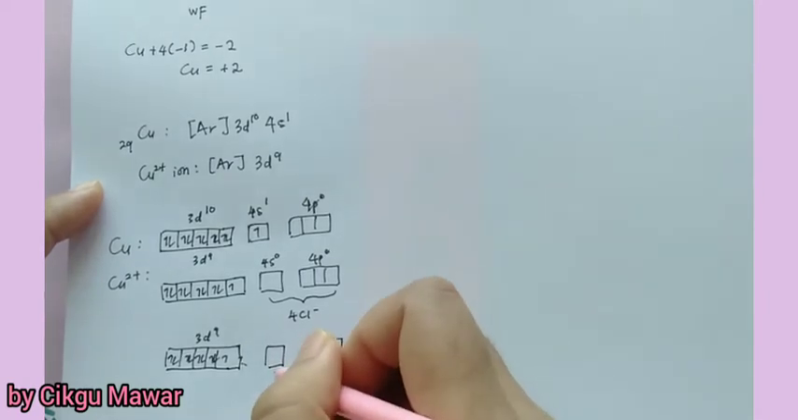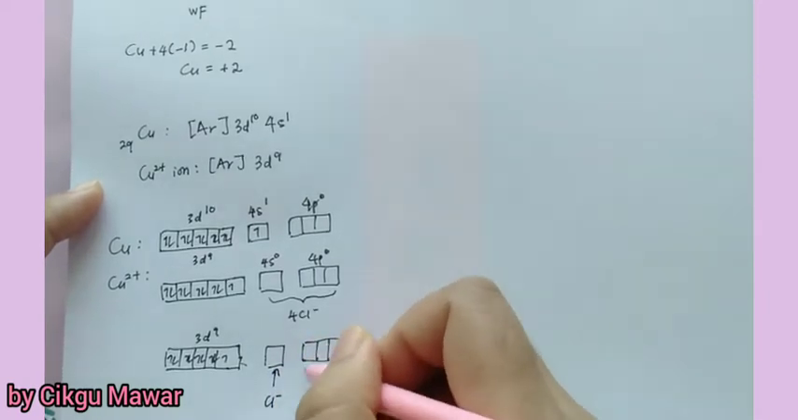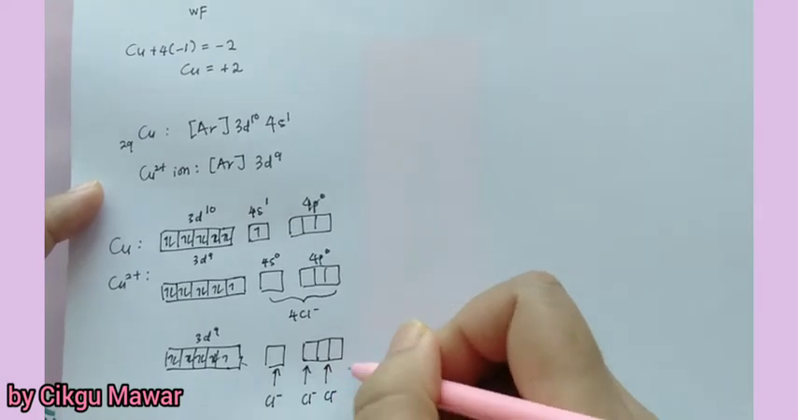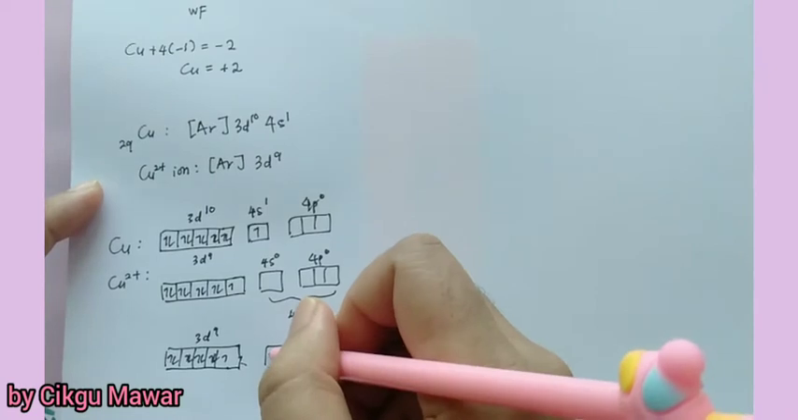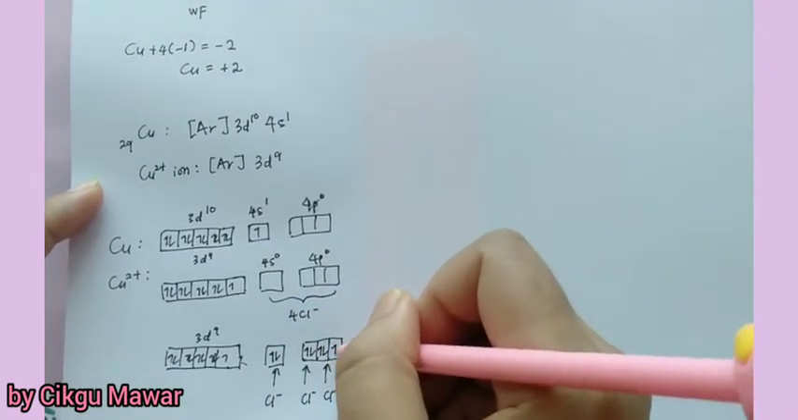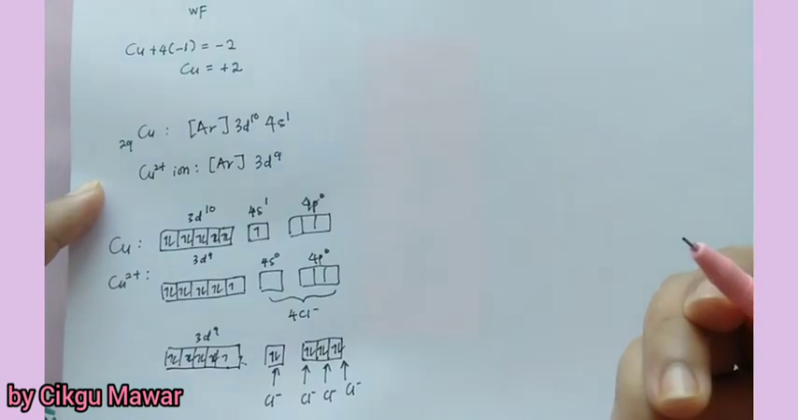So the chloride ion will enter here. The chloride ion will be accommodated here, which is a dative bond, a dative bond, and also a dative bond here.